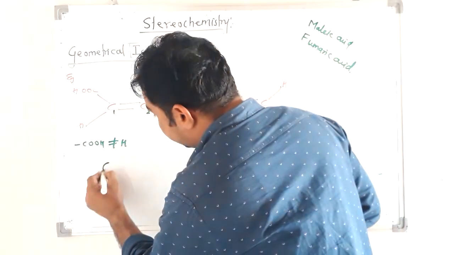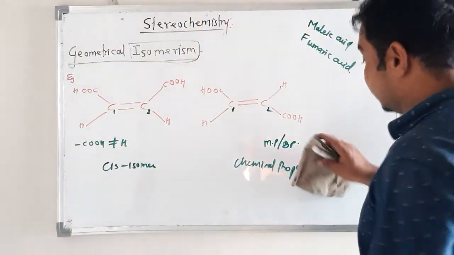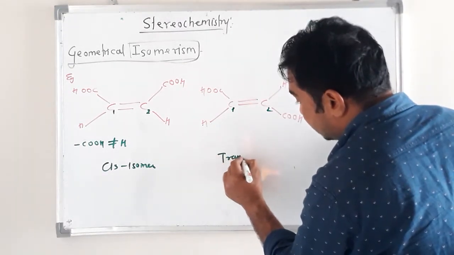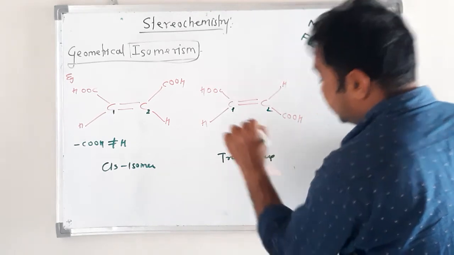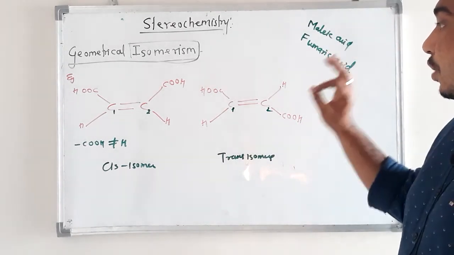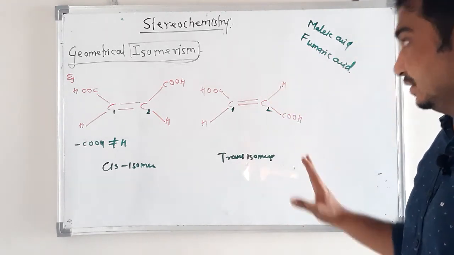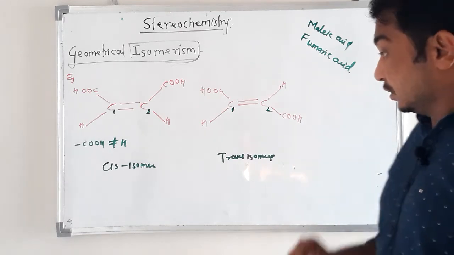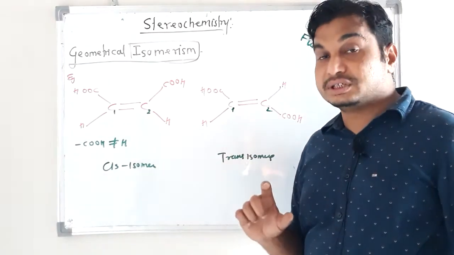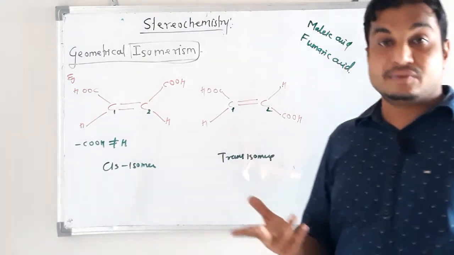So definitely this is the cis form, or cis isomer, and here, opposite side means trans isomers. So this is one more famous example of geometrical isomerism: maleic acid and fumaric acid. Getting it? So this is cis and trans isomerism. How do we name it, or how do we identify cis and how do we identify trans?